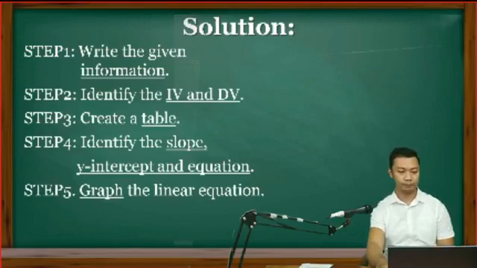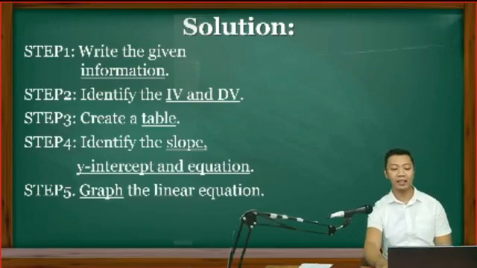Then, step number 3, create a table. So, the table must have at least 2 rows for your X and for your Y. And step number 4 is to identify the slope, the y-intercept, and of course, the most important is our equation or our function. Step number 5 is to graph the linear equation.